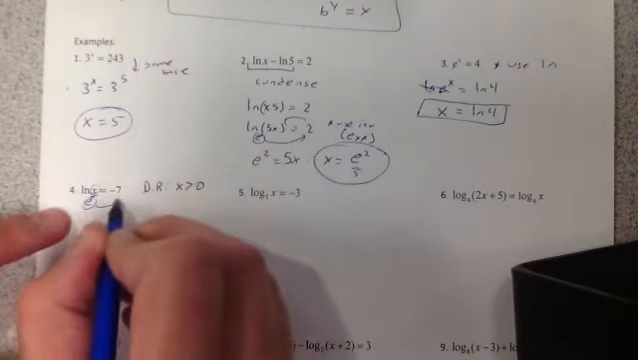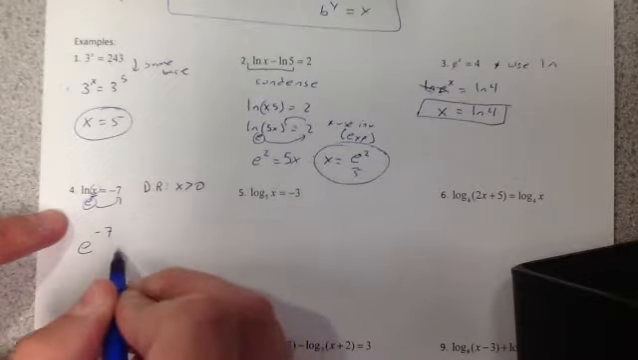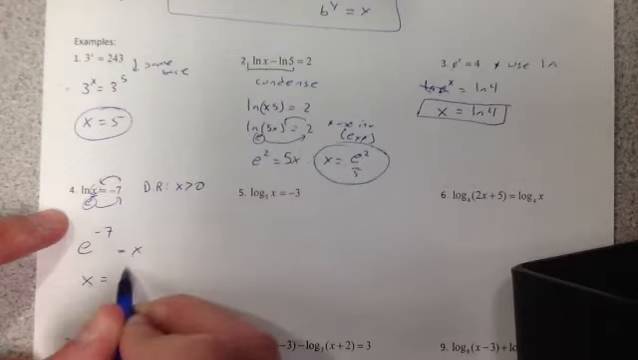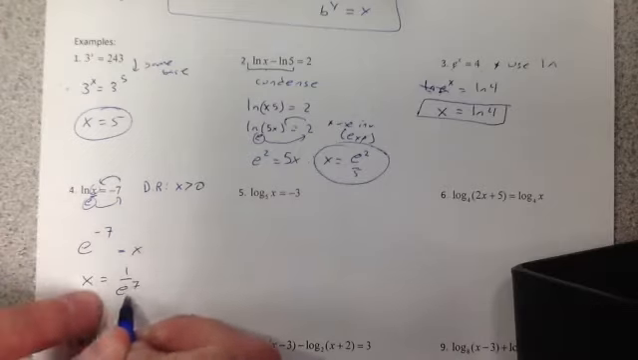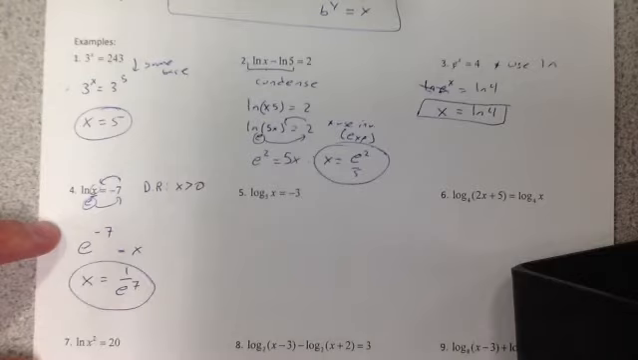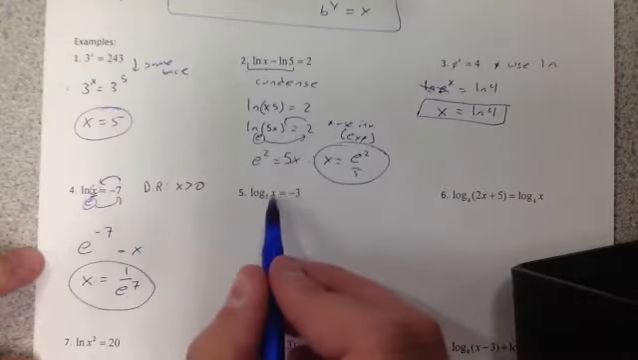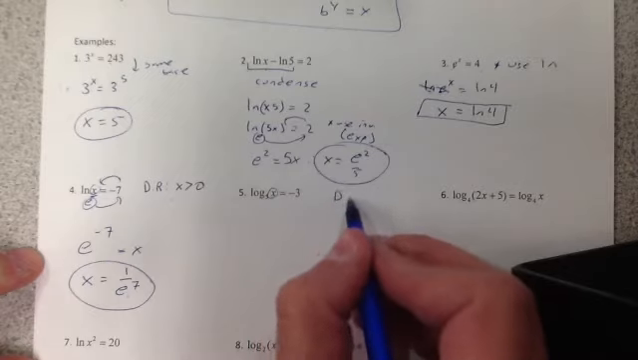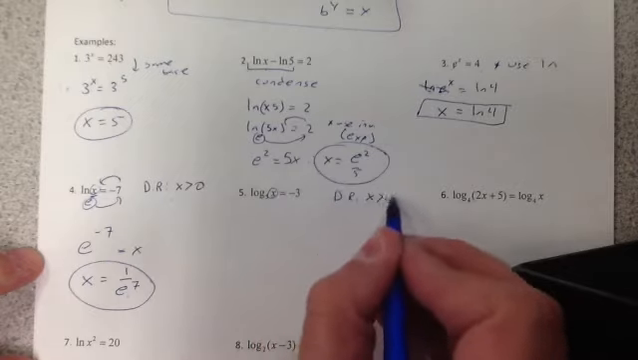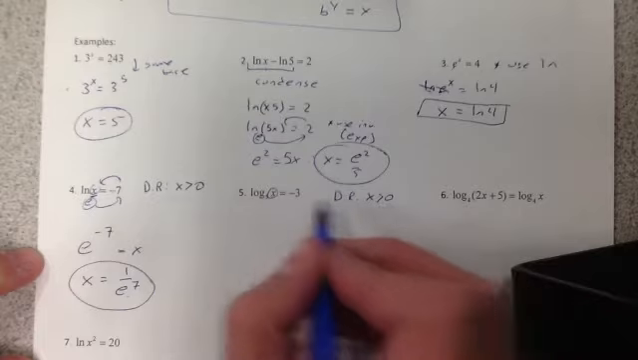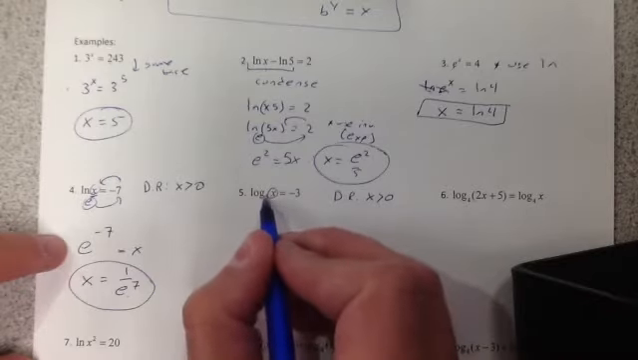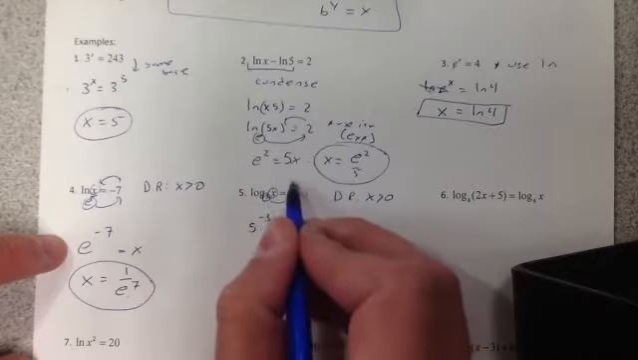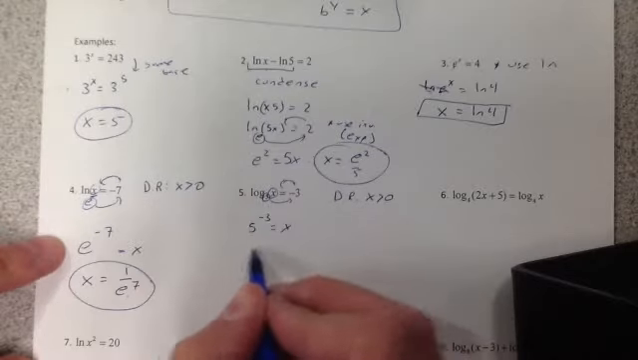This becomes e to the negative 7 equal to x. I'm just using my inverse property. So x equals 1 over e to the 7. It's tiny, but still greater than 0. And there's our answer. So let's try this one. Again, I have an x inside my log, so I do have a domain restriction. x has to be greater than 0. So let's try solving it. Not natural log this time, we're base 5, so we're going to go 5 to the negative 3 equals x.